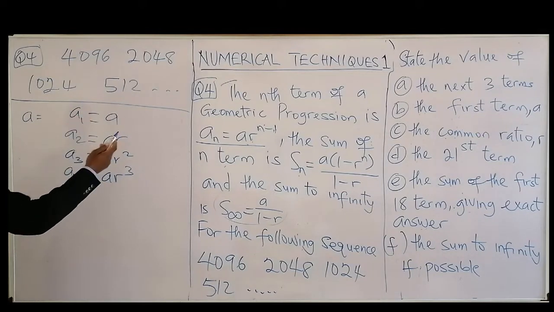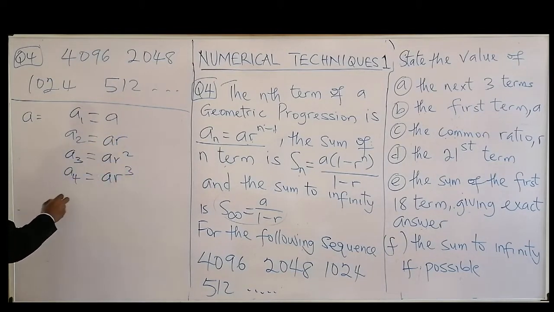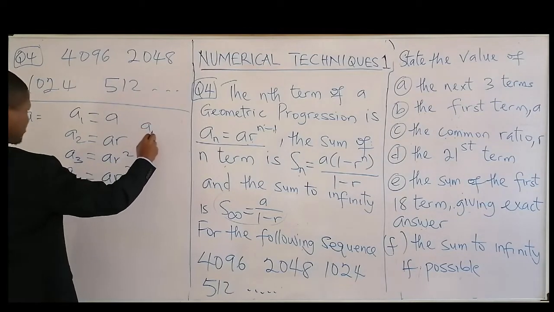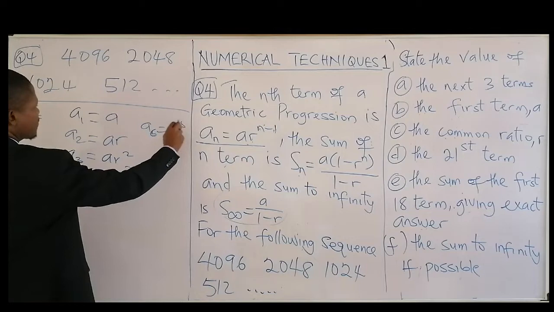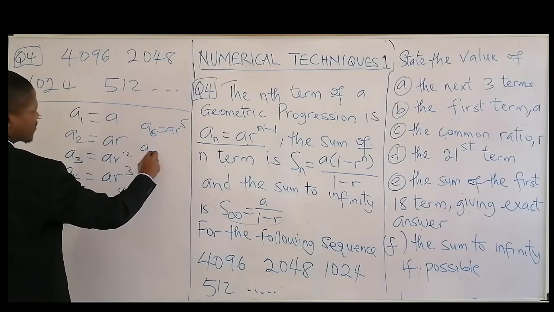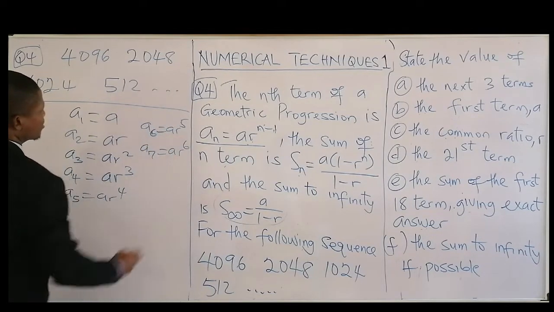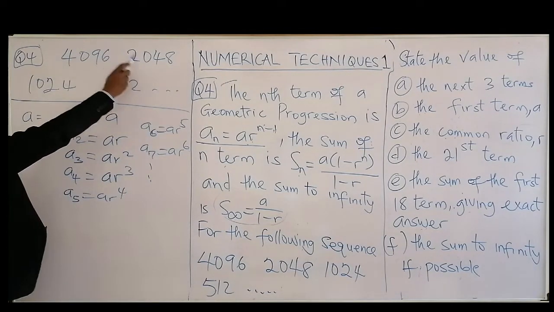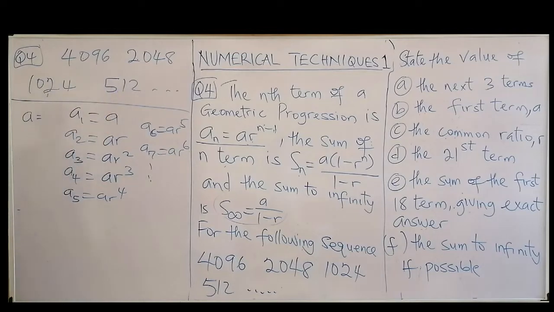So we want to find the next three terms. The fifth term would be ar to the power 4. The sixth term would be ar to the power 5. The seventh term would be ar to the power 6, and so on and so forth. So we want to get to the fifth term, and that would be ar to the power 4.